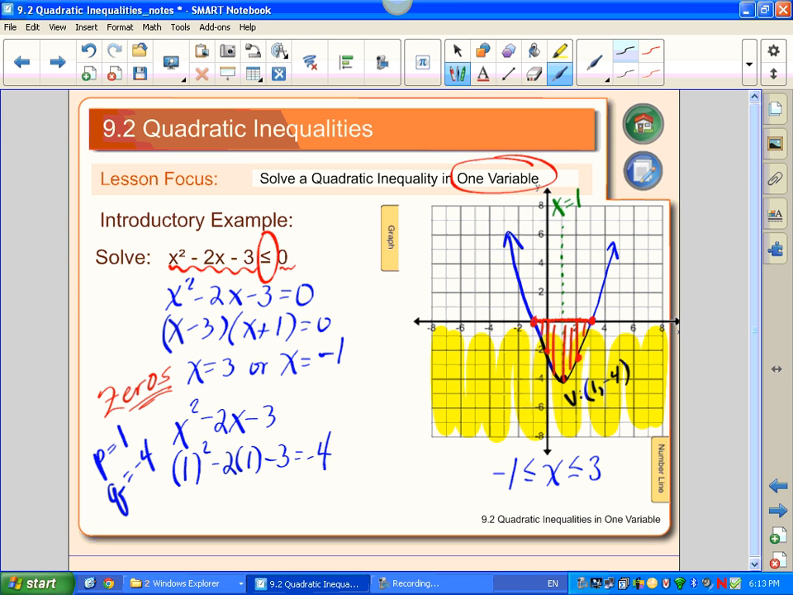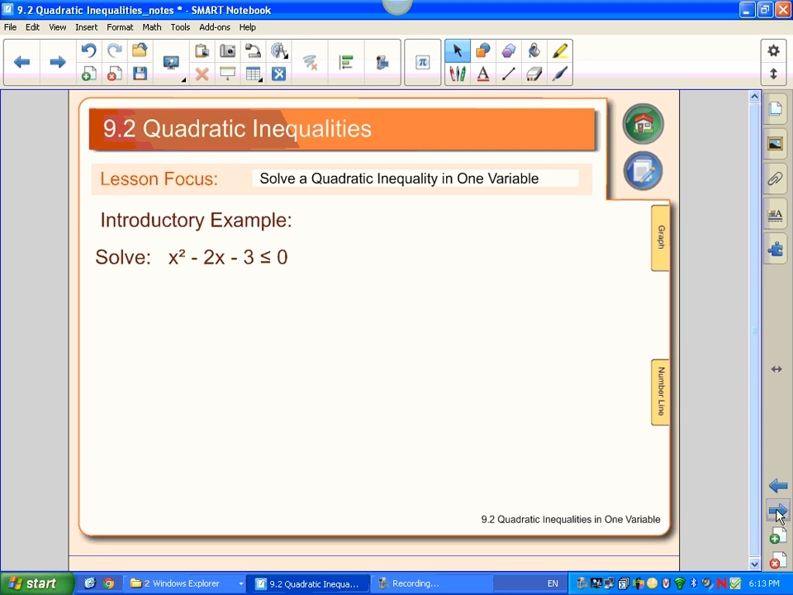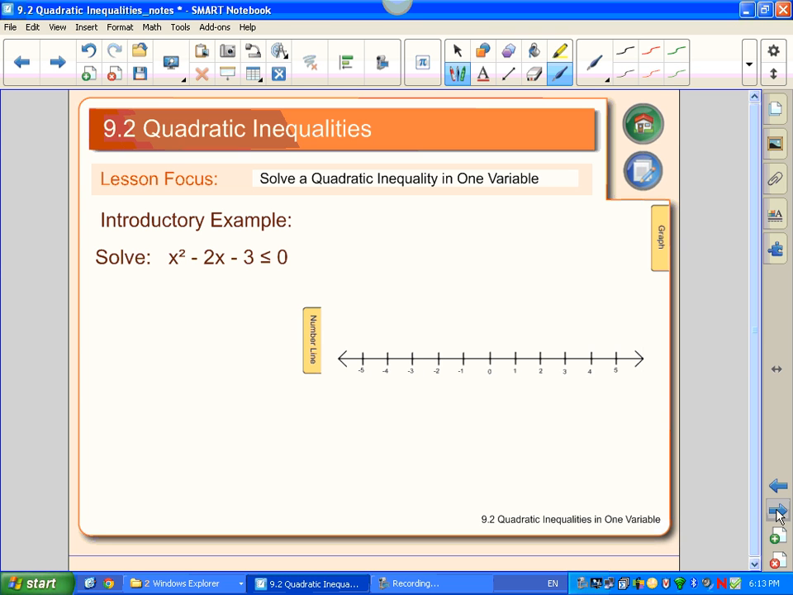Now we're used to seeing this on a number line in grade 9. So we'll just look at what that looks like on the number line. We already know this answer. All right, so we had said that our answer was this. Okay, that's what that answer looks like on the number line.